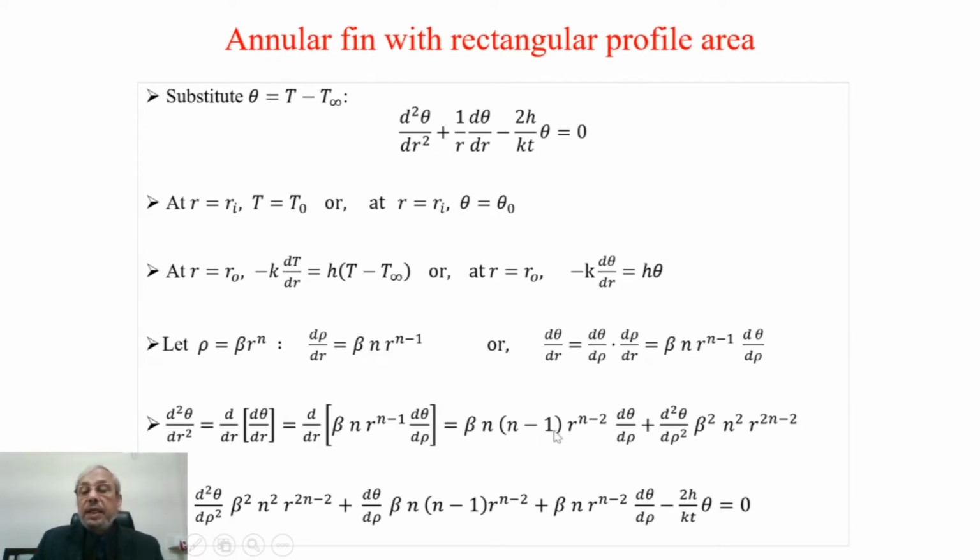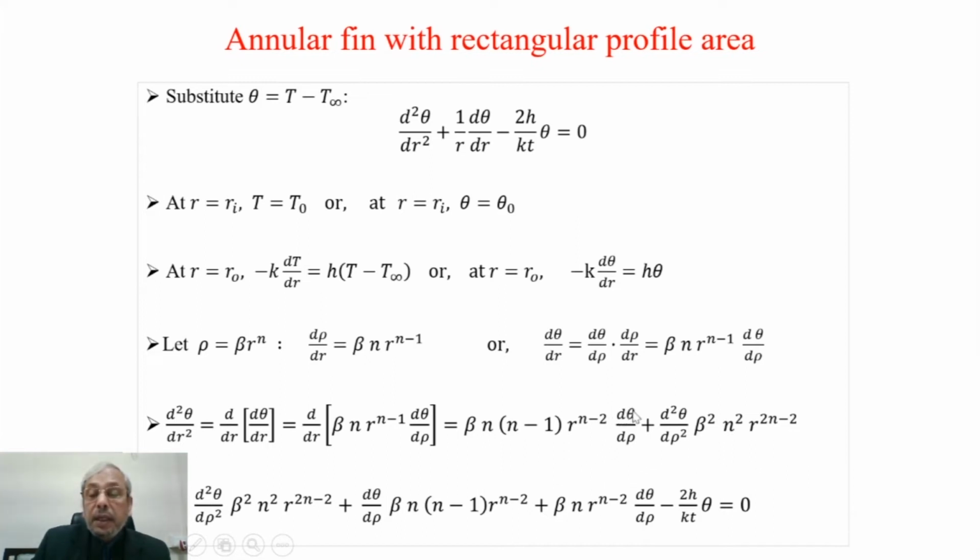So basically d theta d rho, d by dr of d theta d rho, that means again we get this second term. So we d2 theta dr2, we substitute by this quantity d2 theta d rho 2 beta square n square r to the power twice n minus 2.